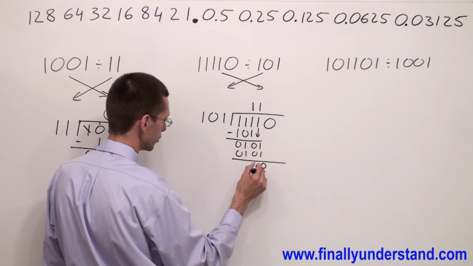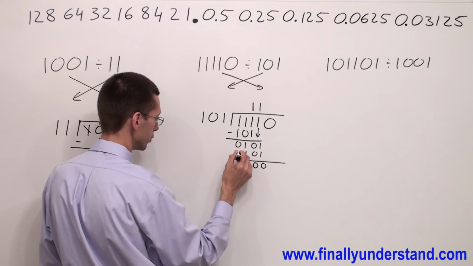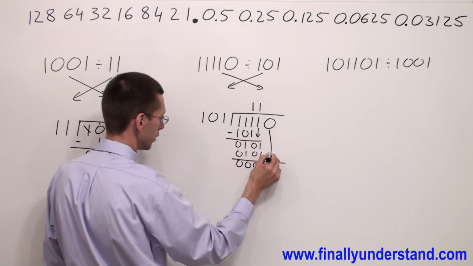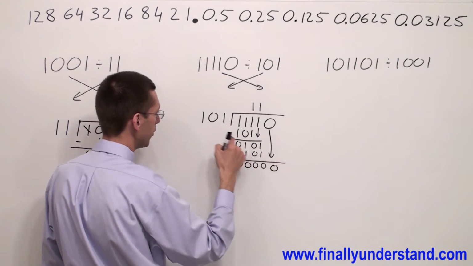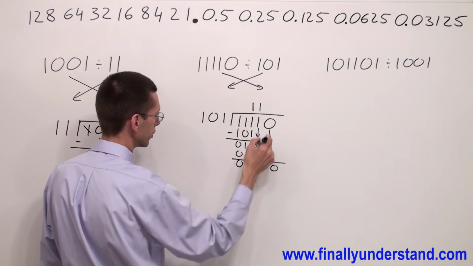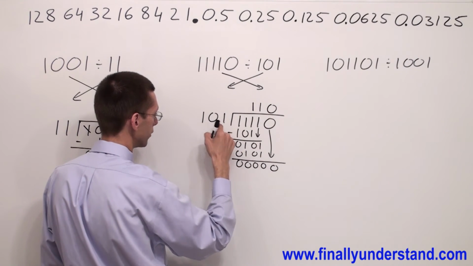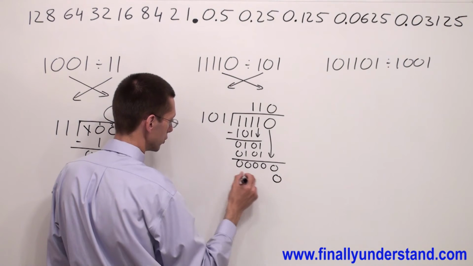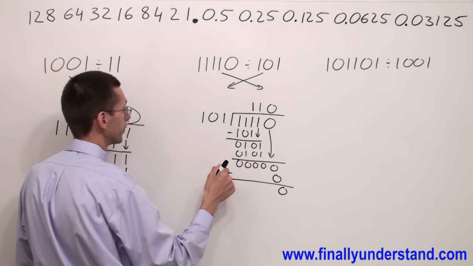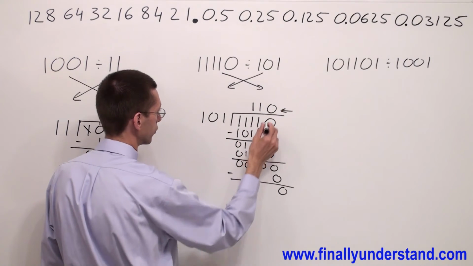0 minus 0 gives me 0. 1 minus 1 gives me 0. 0 minus 0 gives me 0. And bring down 0. How many times 5 goes into 0? None. 0 times 5 gives me 0. Subtract, 0. So, this is the solution to my problem. Of course, this is binary.